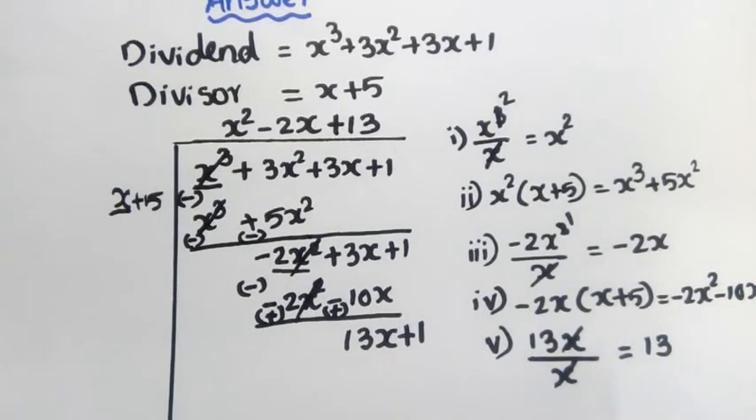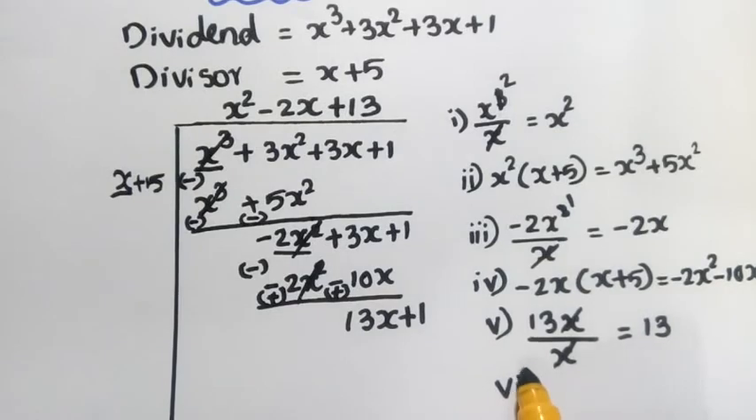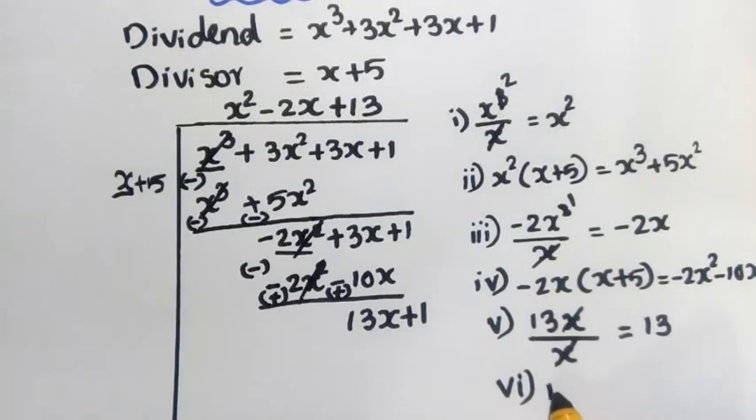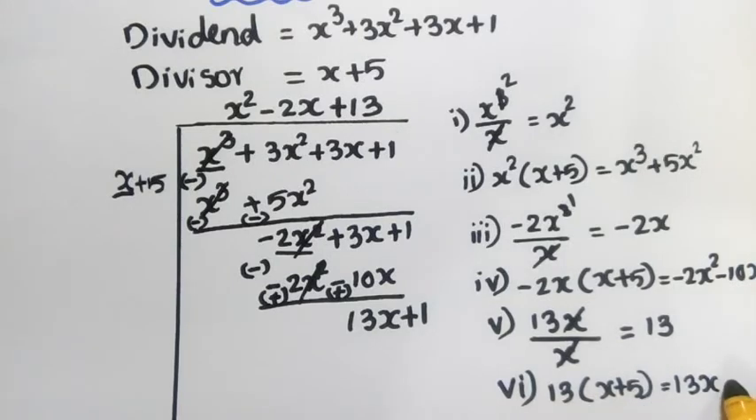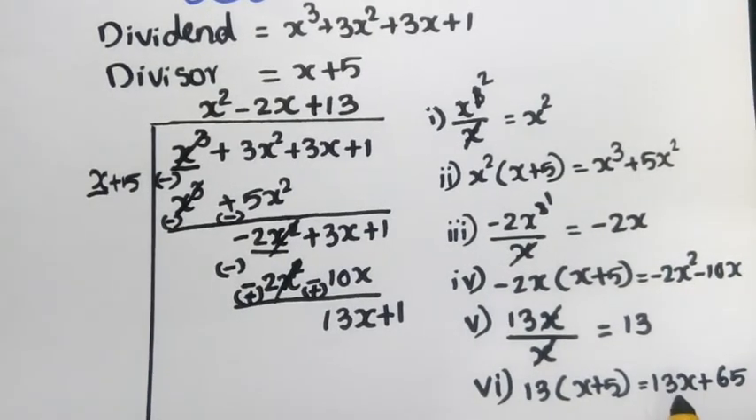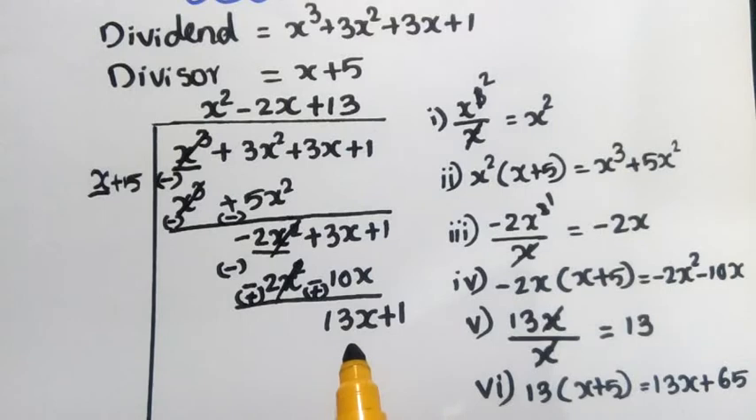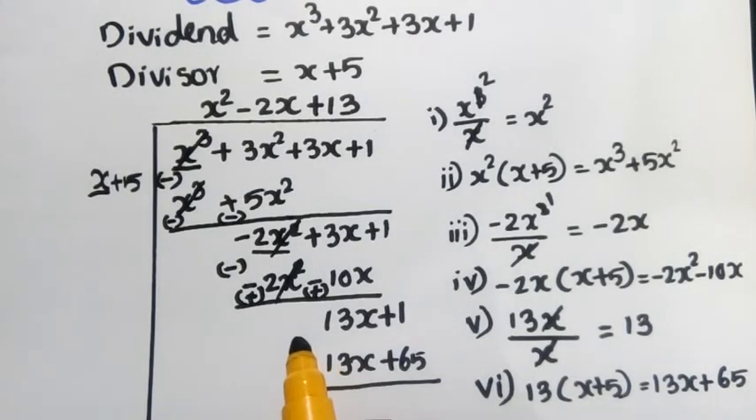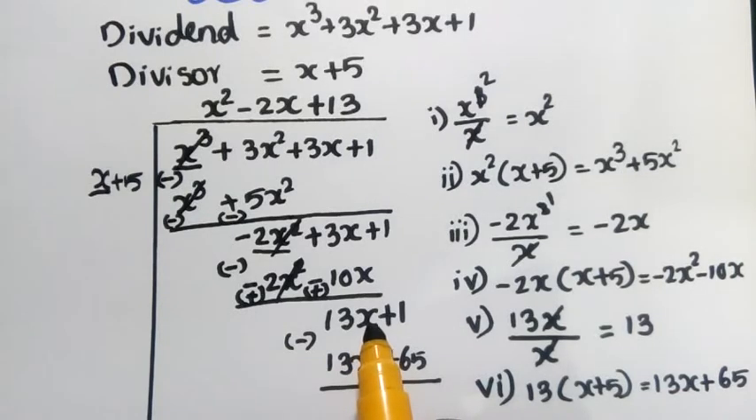Okay. Next step is multiply the third term of the quotient by the divisor. So the sixth step is 13 into x plus 5. 13 into x, 13x, 13 into plus 5 is plus 65. So write the product under the dividend. 13x plus 65. Then continue the same process we did at first, subtraction. Subtract the product from the dividend.